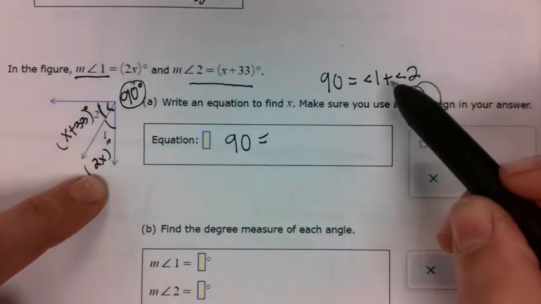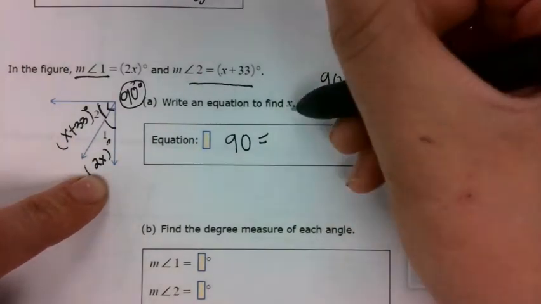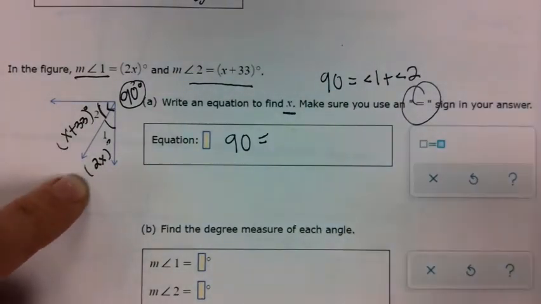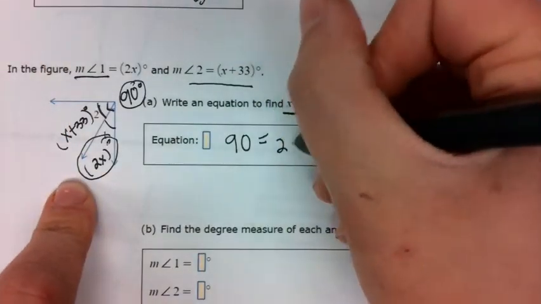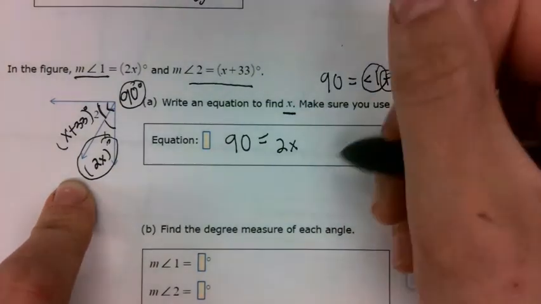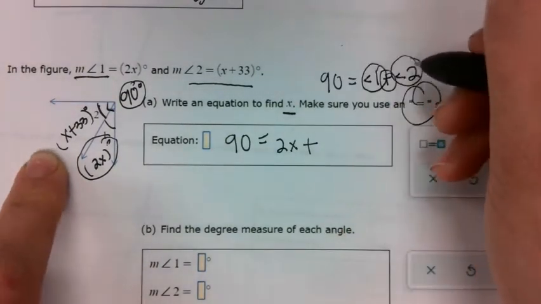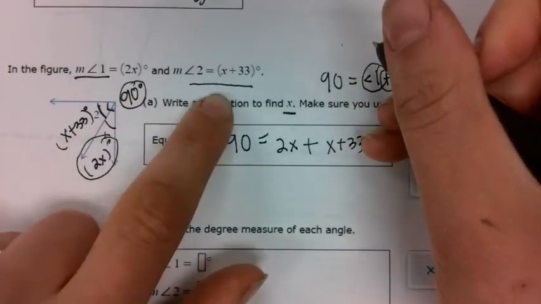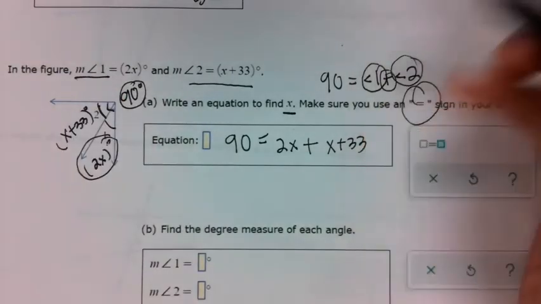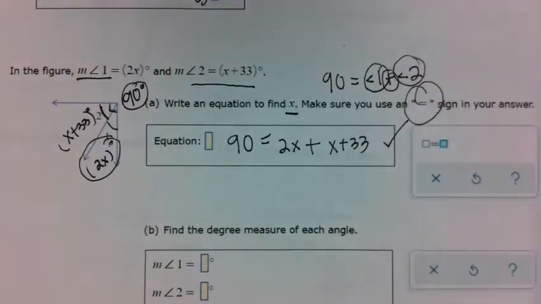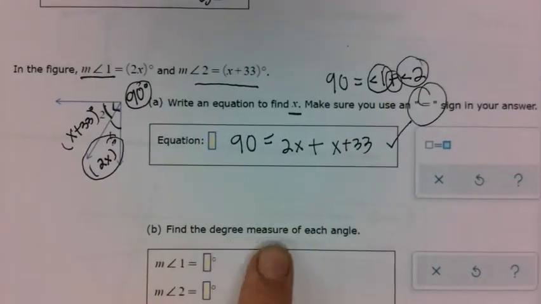Now I can't just leave it as angle 1 plus angle 2. I need to use that equation to find x, so I need to have x in my equation. So I'm going to go to my diagram, find angle 1. Angle 1 is 2x. And I'm going to add angle 2, so plus, go find angle 2 in our diagram, x plus 33. Or you can find angle 1 and angle 2 up here. So that would be the equation that I would write. Done. Now it says, find the degree measure of each angle.